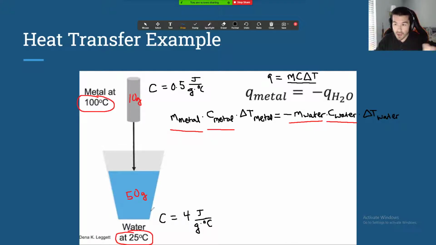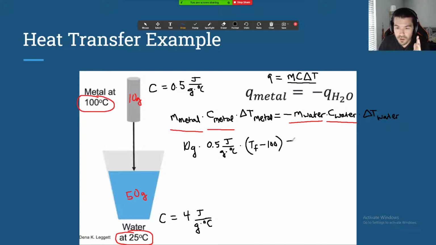I'm going to go ahead and try to plug in as much as I can into this equation. So the mass of the metal, 10 grams, times the heat capacity, 0.5 joules per gram degree Celsius, times the temperature change, delta T. Temperature change is going to be final minus initial. I don't know what the final temperature is. I do know what the initial temperature is, 100.